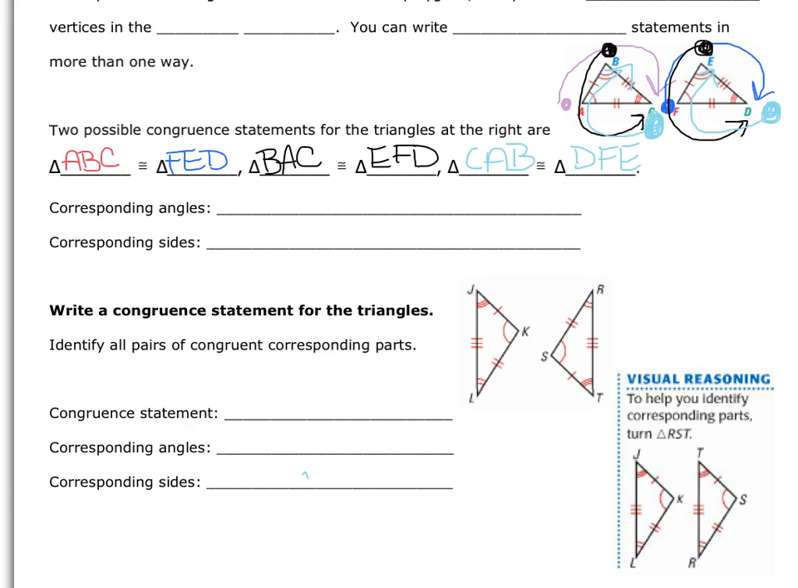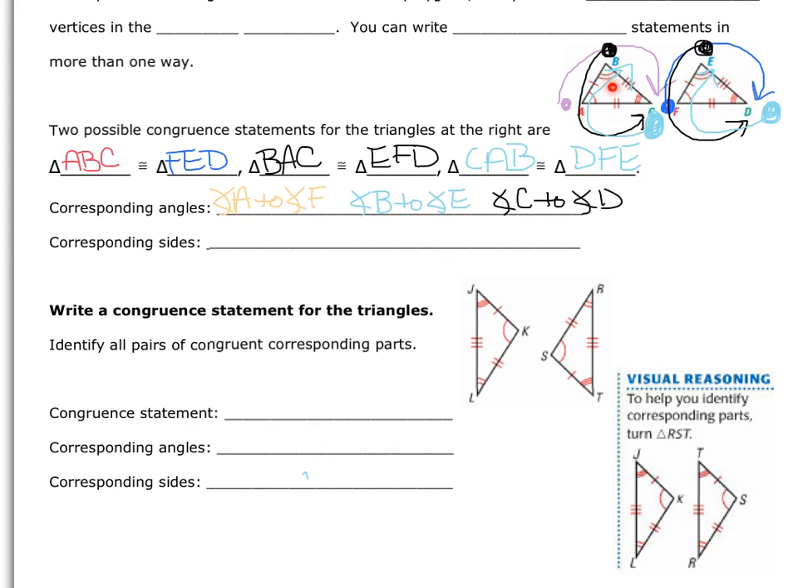So all the corresponding angles: A is going to correspond to F. Then angle B is going to correspond to angle E. And angle C is going to correspond to angle D. So those are all the corresponding angles. Now we can also list corresponding sides.